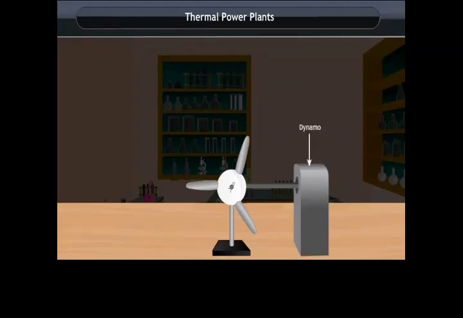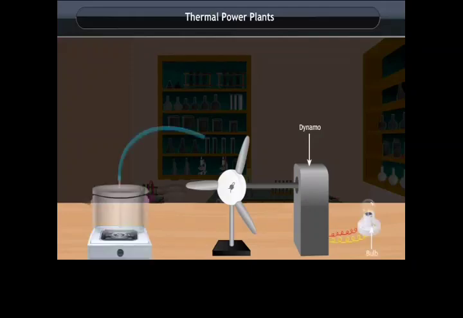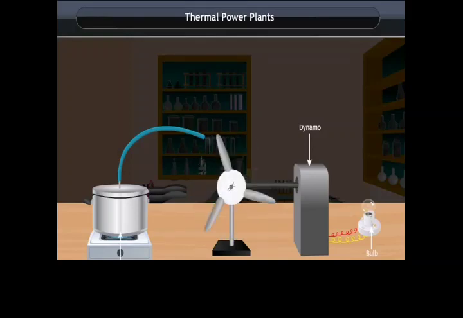Now connect a cycle dynamo to this. Connect a bulb in series. Direct a jet of water or steam produced in a pressure cooker at the fins. What do you observe? This is our turbine for generating electricity.